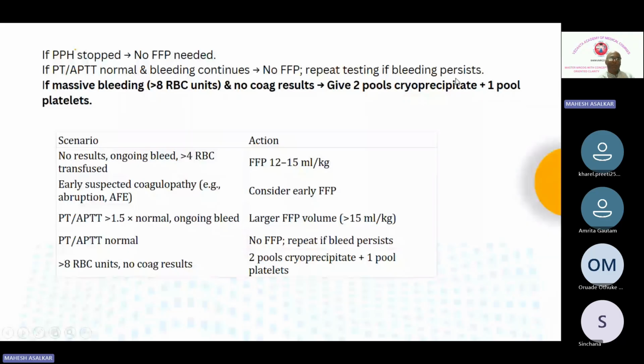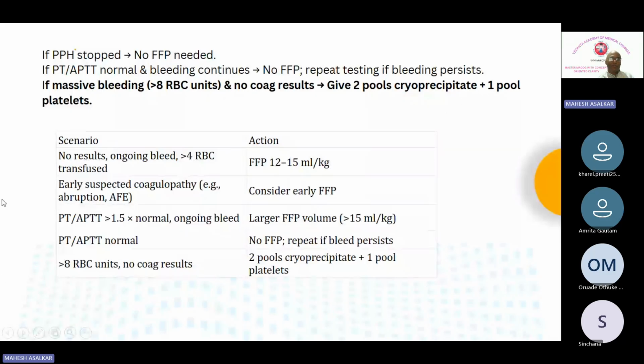If massive bleeding more than 8 pack RBCs and no coagulation results, give 2 pools of cryoprecipitate and 1 pool of platelet. In cases of massive bleeding, if you have given 8 units of packed red blood cells and no coagulation results, in that particular case, what is required? 2 pools of cryoprecipitate and 1 pool of platelet.